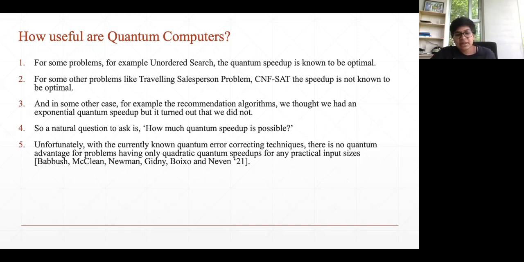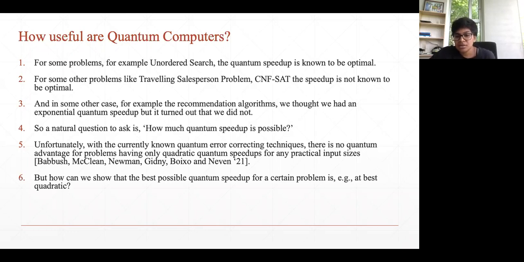And unfortunately, another negative result, a recent result by Babush et al., showed that with the current quantum error correcting techniques, there is no quantum advantage for problems having only quadratic quantum speedups for any practical input sizes. So this makes it even more important for us to assert what kind of problems have speedups. And if the speedup is at most quadratic, then probably this is not a good idea to invest in quantum computing for those problems at least.